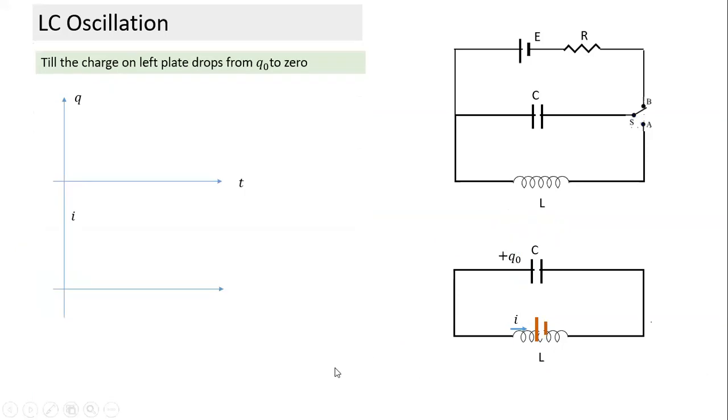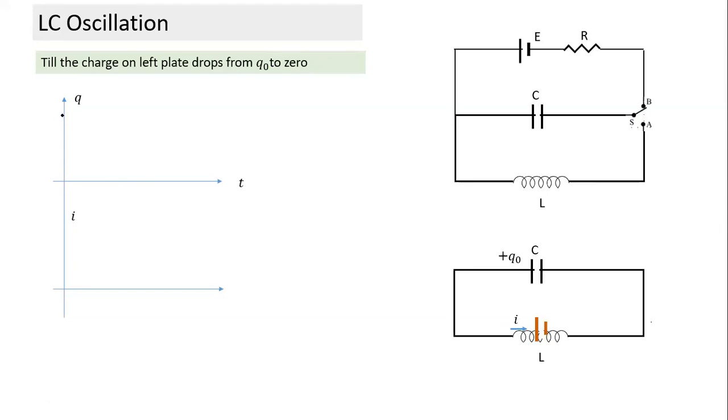Okay, so can we understand what has happened here? See, this is how the charge was initially. Let's draw how the charge will change with time, and how the current would change with time, up to which stage? From Q naught to 0.